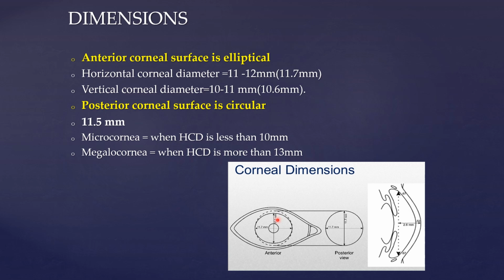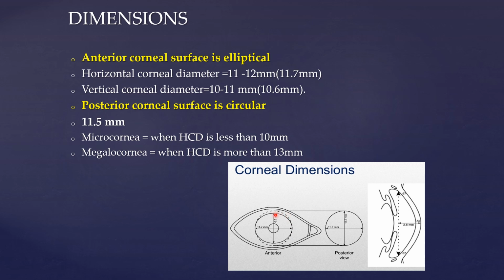The shape of anterior corneal surface is slightly elliptical. Elliptical means its vertical and horizontal diameters are not equal. The horizontal diameter is slightly bigger than the vertical diameter. Vertically, it is 10 to 11 mm and horizontally it is 11 to 12 mm in diameter.